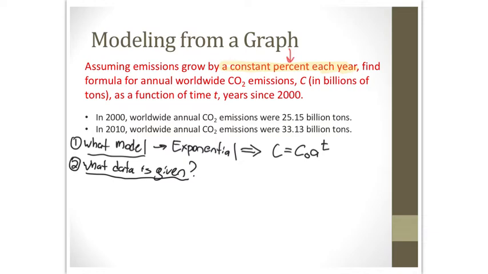So we've got one bit of information that says in 2000, emissions were 25.15. So the year 2000 is 0 years after 2000. And so T is 0, and we're told that the output is 25.15 billion tons. And then we have a second data point, which is given in the next bullet.